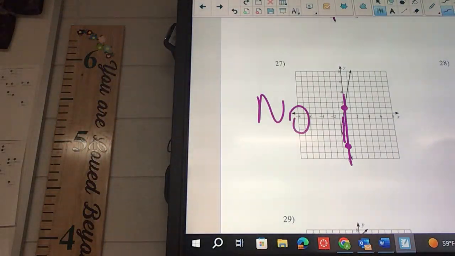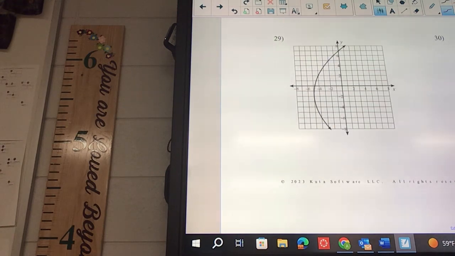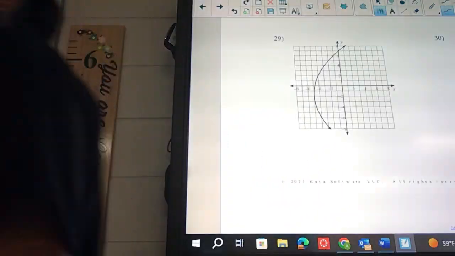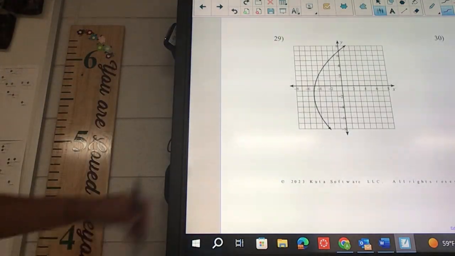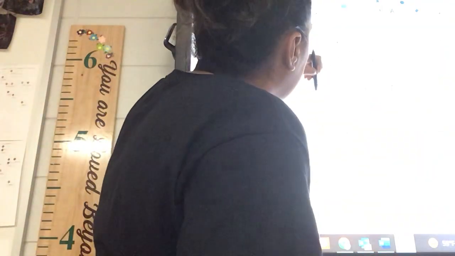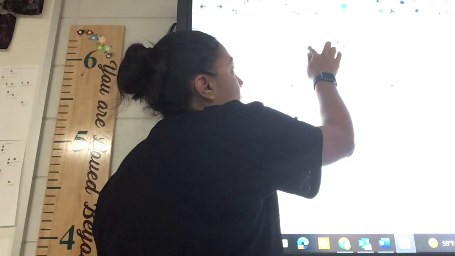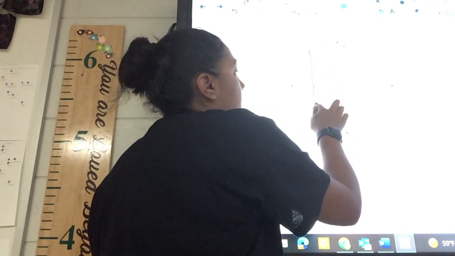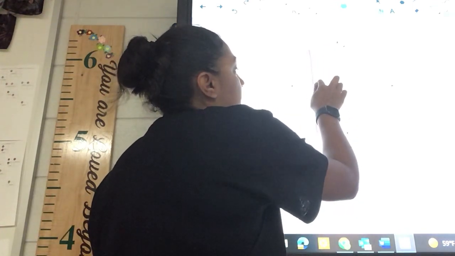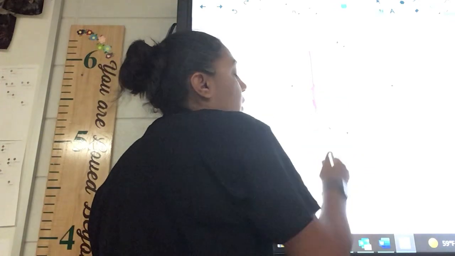29, is this one a function? No, it's not. Same thing. I could draw a line here, and this one's kind of tricky. If you draw that right here on the end, and I'm using a marker, we can see that it touches the graph here, here, here, here, all at the same time. So this one is going to be a no.